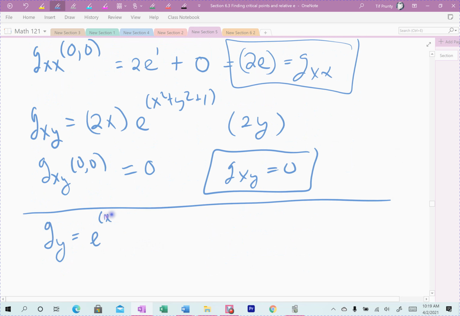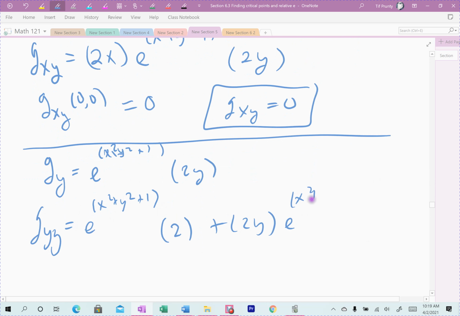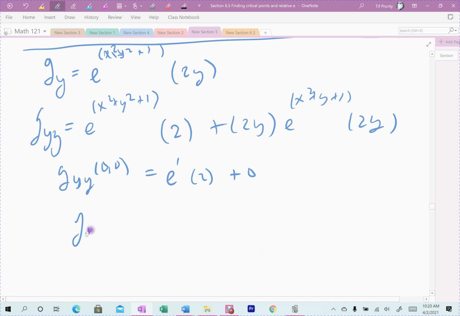Now we're ready to do the y. g sub y is that e term times 2y. And again, it should make sense that it's going to come out very similar to the x. So g sub yy, well, it's the product rule again. It would be the e term times 2, plus 2y times e raised to that, times another 2y. Again, it's the first times the derivative of the second, plus the second times the derivative of the first. So you get a very similar expression. When you plug in the 0, 0, this is going to give me e to the first times 2, and that zeroes out. And so g sub yy is 2e as well.